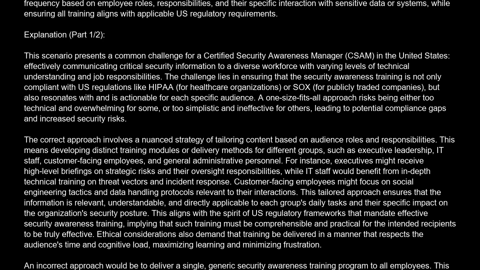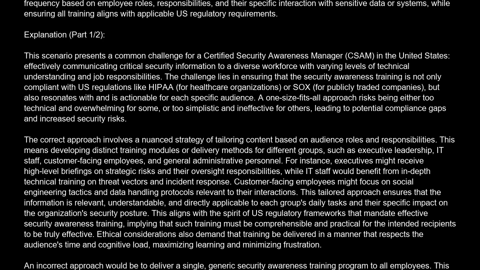Customer-facing employees might focus on social engineering tactics and data handling protocols relevant to their interactions. This tailored approach ensures that the information is relevant, understandable, and directly applicable to each group's daily tasks and their specific impact on the organization's security posture. This aligns with the spirit of U.S.